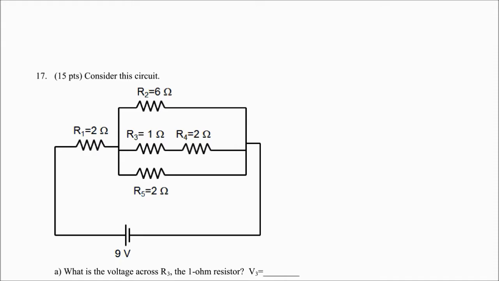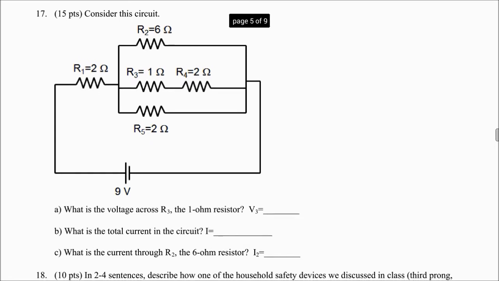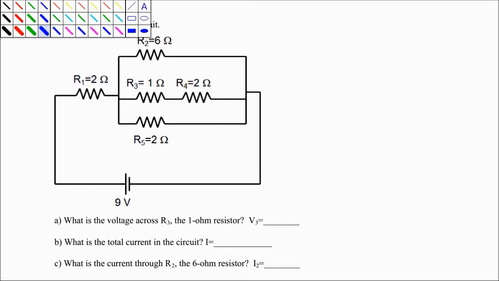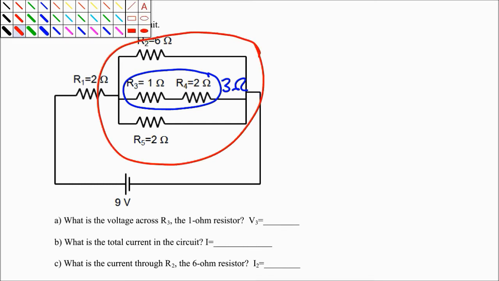Alright, consider this circuit. What is the voltage across R3, the total current, and what is the current through R2, the 6 ohm resistor? Okay, well first of all, I can find my equivalent. This is an equivalent of 3 ohms. This big thing right here, a 6, 3, and a 2. That's equal to 1 ohm.